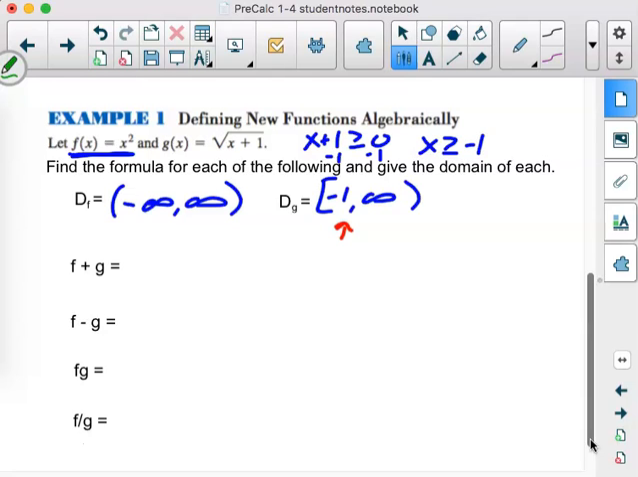All right, so we need to do f plus g, x squared plus the square root of x plus 1.